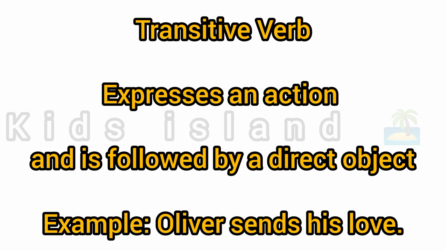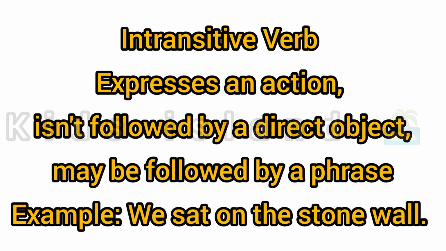Transitive verb: expresses an action and is followed by a direct object. Example, Oliver's son has love. Intransitive verb: expresses an action, is not followed by a direct object, and may be followed by a phrase. Example, we sat on the stone wall.